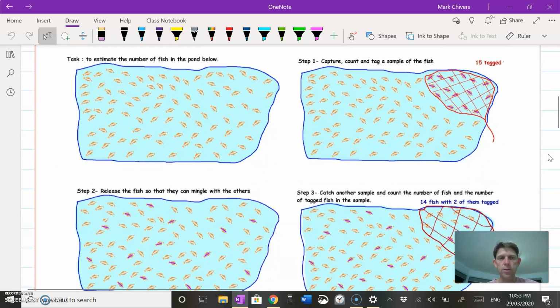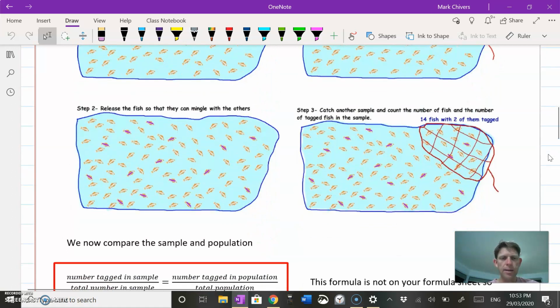So there's a nice little diagram of it here. We want to estimate the fish in the pond below. First we'll capture some, so there's 15 there that get tagged, then we'll release them back so they can mingle with the others. So the red fish that we've tagged, they've all mingled in with the others, and then we'll catch another sample, and this time we've caught 2 fish that we'd already caught once before.